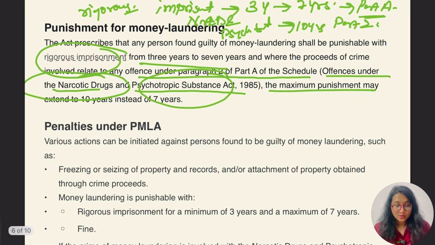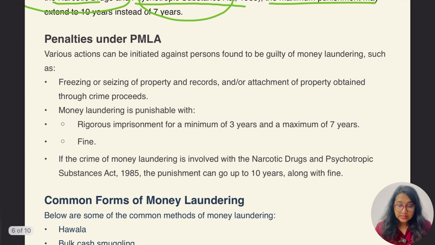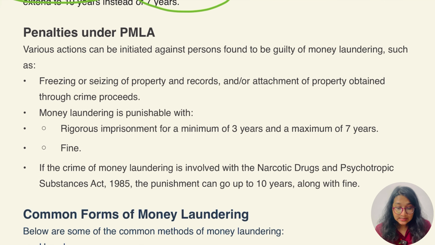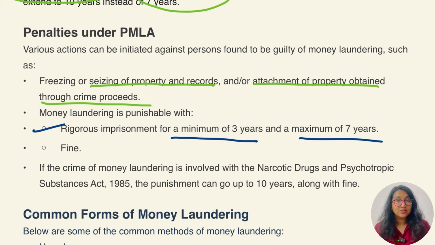Hope this point was also clear. Let's go for the other penalty under PMLA. Various actions can be initiated against a person found to be guilty of money laundering, such as freezing or seizing of property and records, or attachment of the property obtained through the proceeds of crime. Money laundering is punishable with rigorous imprisonment of minimum 3 years, maximum 7 years. In case of narcotic and psychotropic substances, it is going to be 10 years maximum. Okay, minimum it's going to be 3 years. Hope this was also clear.